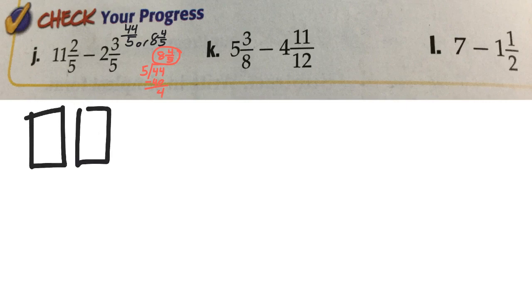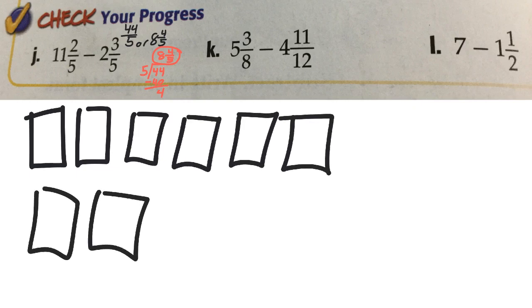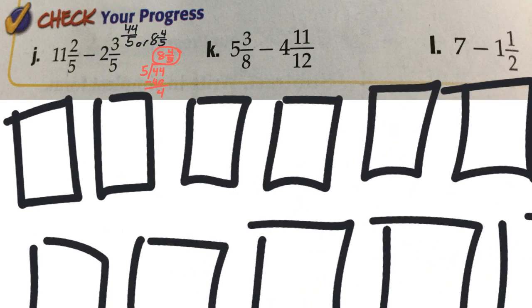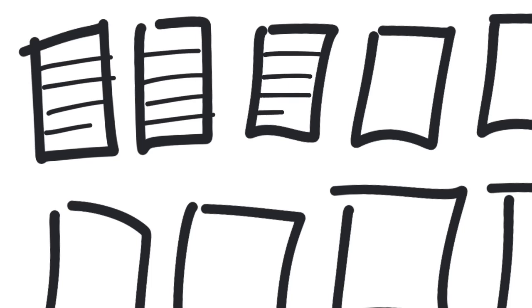So if I have 11 and 2/5, that means I'm going to need 12 whole pieces, right? And they're being divided into fifths. So that means I need 4 lines on all of them. Let me zoom in. 1, 2, 3, 4. 1, 2, 3, 4.